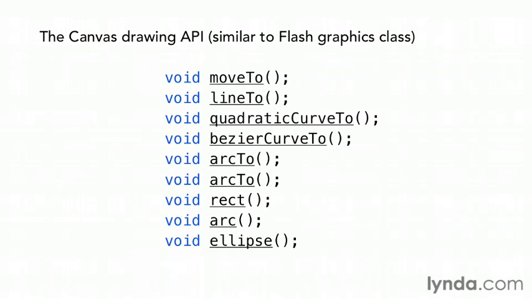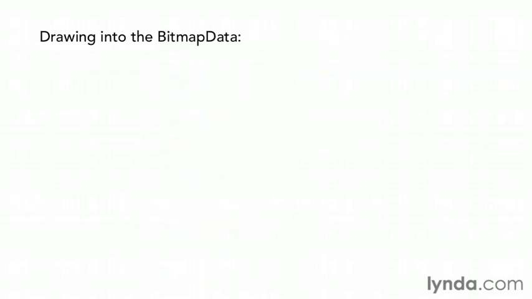So the way in Flash with which we actually draw an object onto our bitmap data canvas is we use the draw method. So if I have a bitmap data named bmd, I can say bmd.draw and pass in a display object, and it will actually draw that display object into my bitmap data canvas.